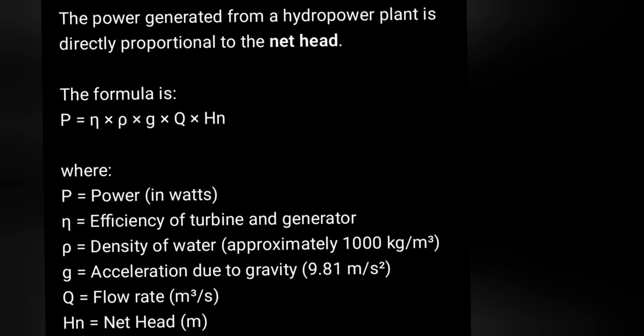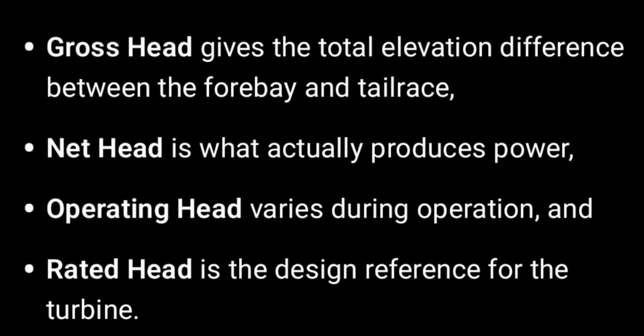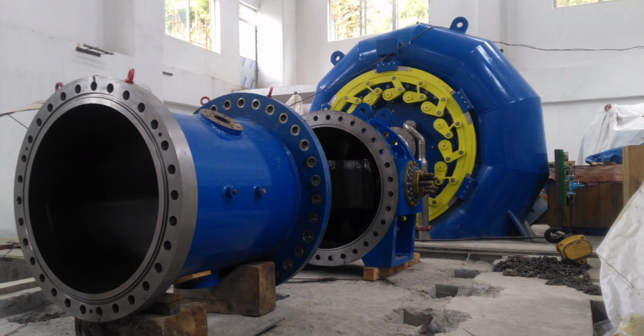Conclusion. To summarize, gross head gives the total elevation difference between the forebay and tail race. Net head is what actually produces power. Operating head is the real-time working head that varies with flow conditions. And rated head is the design reference for the turbine. Understanding these 4 heads is vital for accurate hydropower design and efficient plant performance.